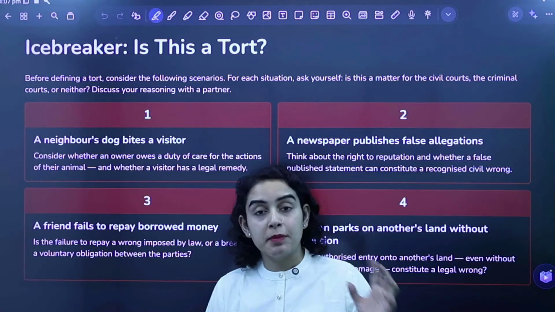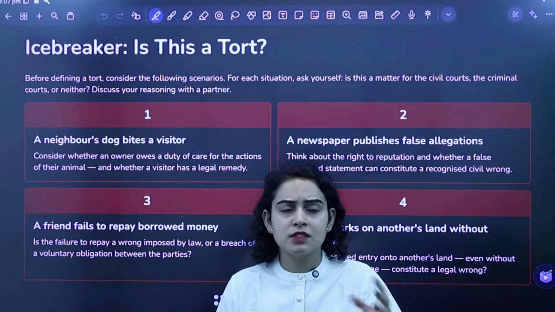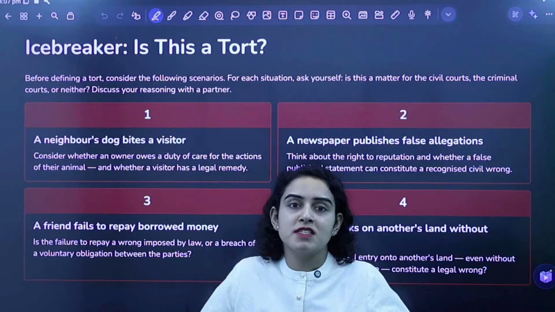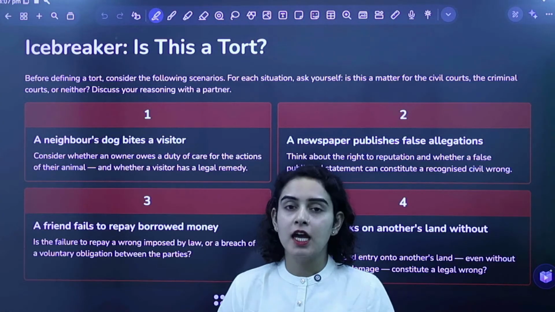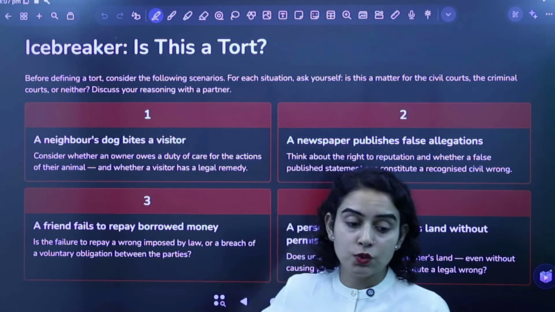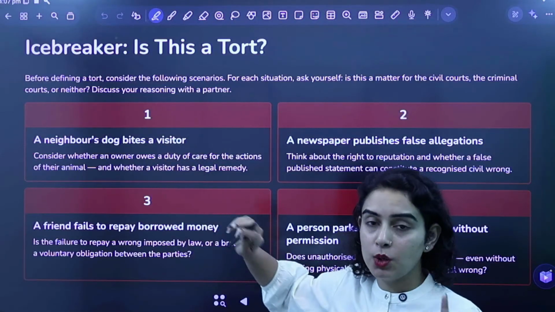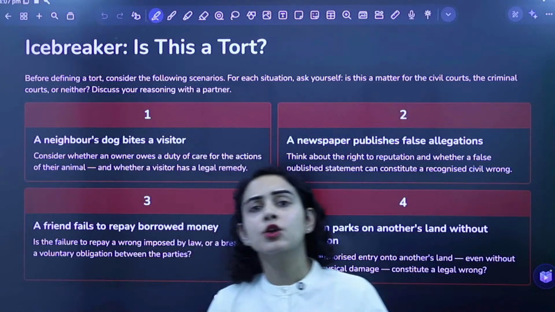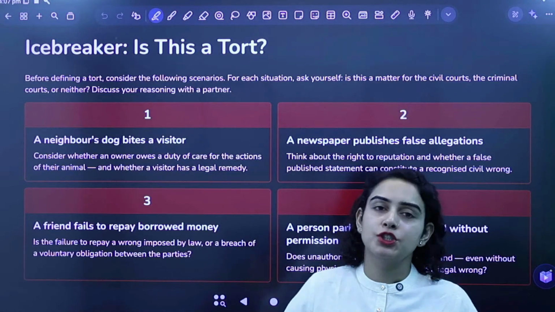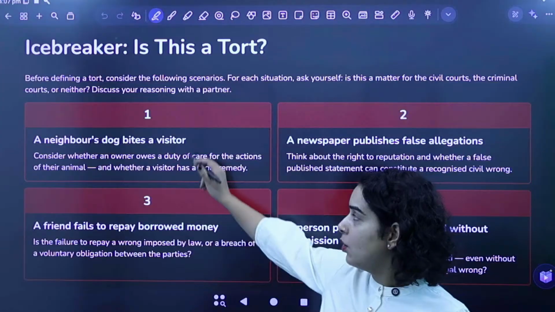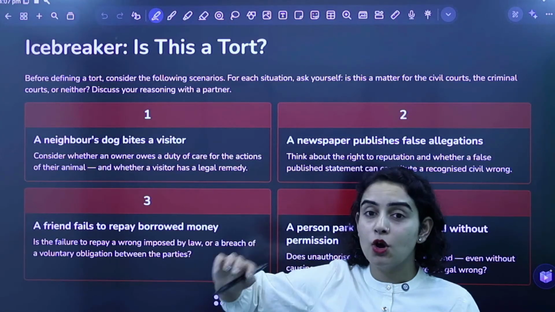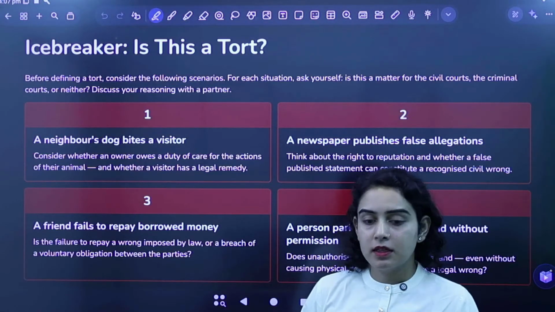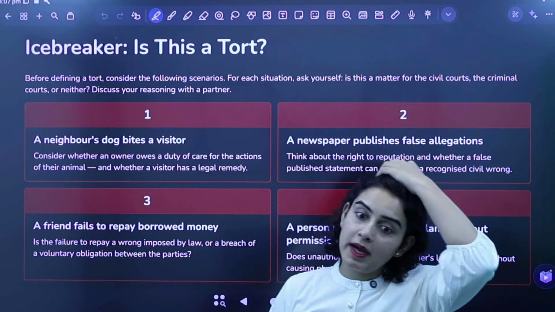To give a remedy for any such civil wrong for which there is no specific law that we have, we use law of torts specifically. What do I mean by that? Let's understand. Let's say you are a dog owner, you have a ferocious dog at home, and now your dog bites a visitor, or maybe your dog bites a neighbor.